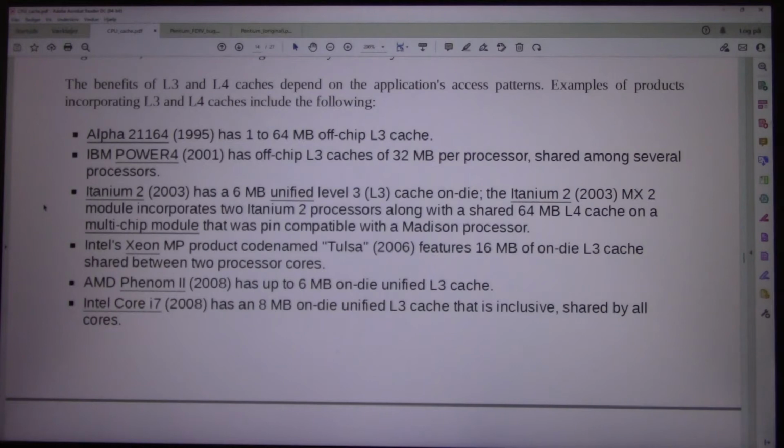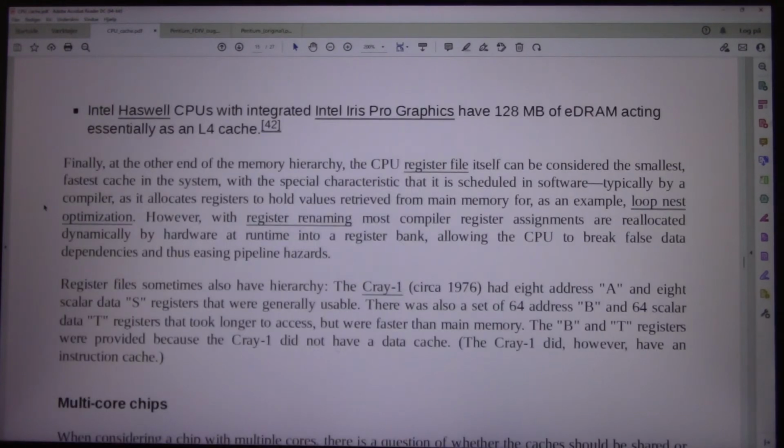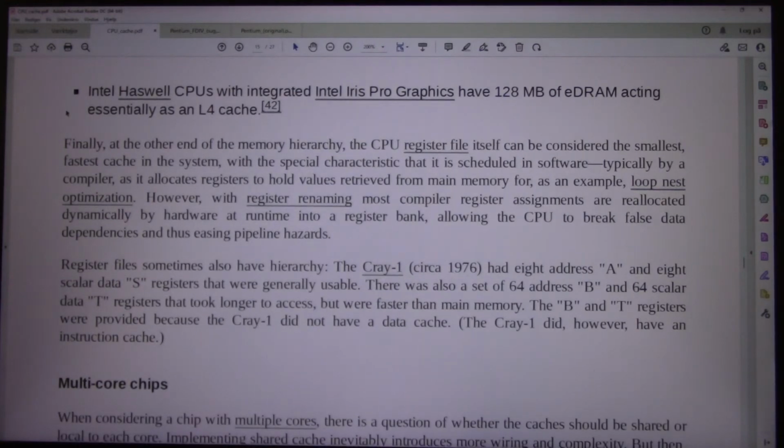Intel's Xeon MP product codenamed Tulsa, 2006, features 16 megabytes of on-die L3 cache shared between 2 processor cores. AMD Phenom II, 2008, has up to 6 megabytes on-die unified L3 cache. Intel Core i7, 2008, has an 8 megabyte on-die unified L3 cache that is inclusive, shared by all cores. Intel Haswell CPUs with integrated Intel Iris Pro graphics have 128 megabytes of eDRAM acting essentially as an L4 cache.